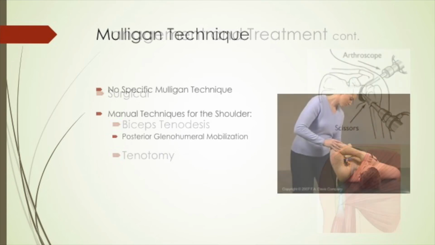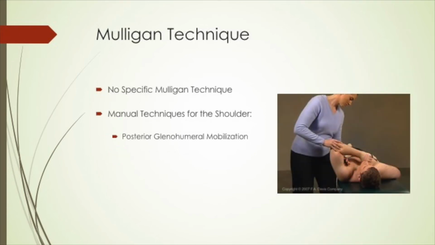There is no specific Mulligan technique to relieve pain caused by bicipital tendinitis. There is one manual technique for the shoulder that may or may not relieve pain caused by bicipital tendinitis. This is the posterior glenohumeral mobilization. This is performed with the patient supine and the therapist's force hand on the proximal humerus. The mobilization is a posteriorly directed force directed perpendicular to the humerus.